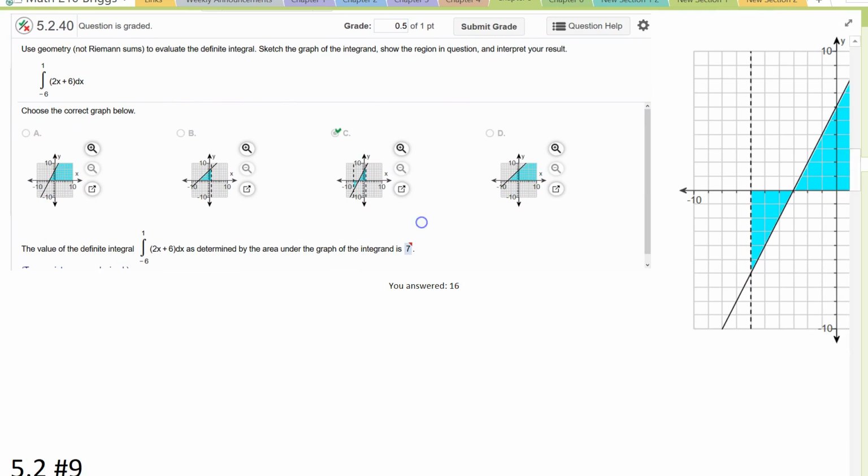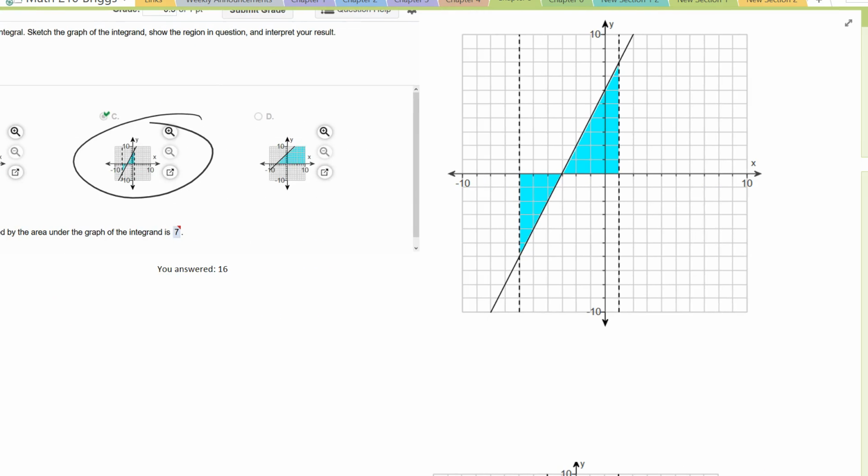5.2 is using geometry to calculate the integral. And so on this question, you have to pick the right graph, which you did. And then looking at the graph, we're going to use geometry to calculate the area. So keep in mind, if the function is below the x-axis, this area is negative, right?